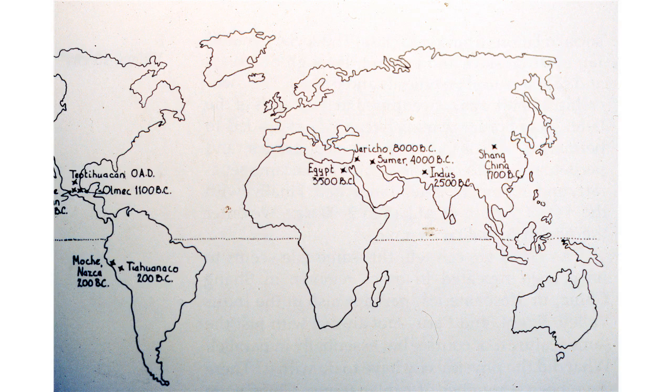This is Kevin Lynch's depiction of the sites of cities that we're talking about. Mesoamerica around 1100 BC, 700 BC. Egypt 3,500 BC. Jericho 8,000, Sumer 4,000, Indus 2,500, Shang, China about 1700 BC. Next.